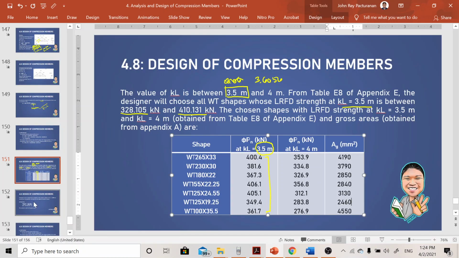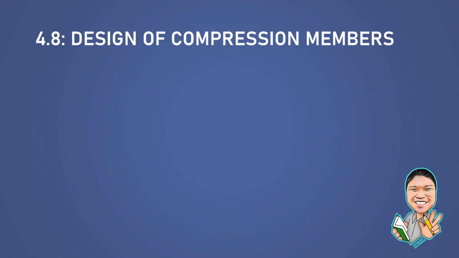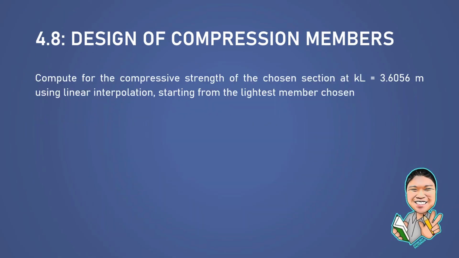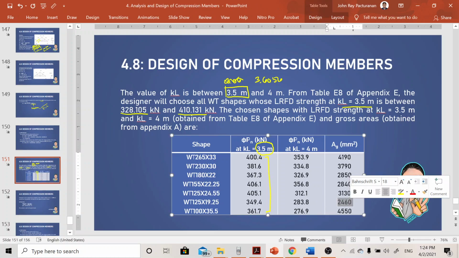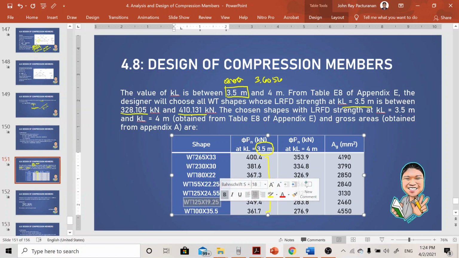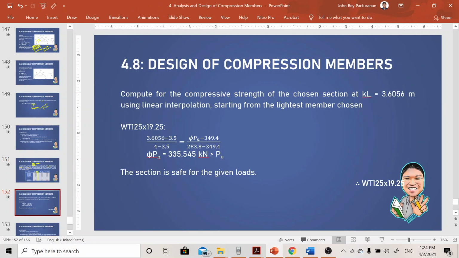Then, ang gagawin mo na lang is, of course, dahil natapos na natin, mag-i-interpolate na tayo. Kasi hindi pa tayo dito makakadirect ng choice. So in that case, ang gawin nyo, what is the lightest section? Alin dito yung pinakamaliit na section? Itong 2,460 siya. So W125 by 19.25. Ang gawin nyo is linear interpolation. Kung titingnan nyo, ito yung solution natin.